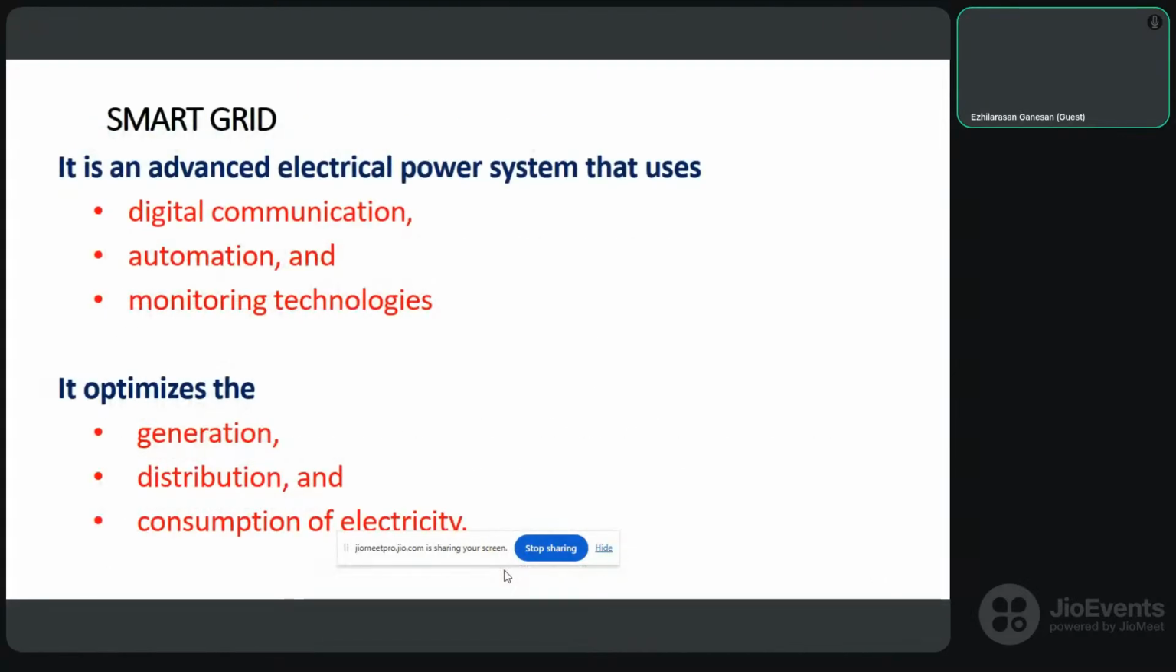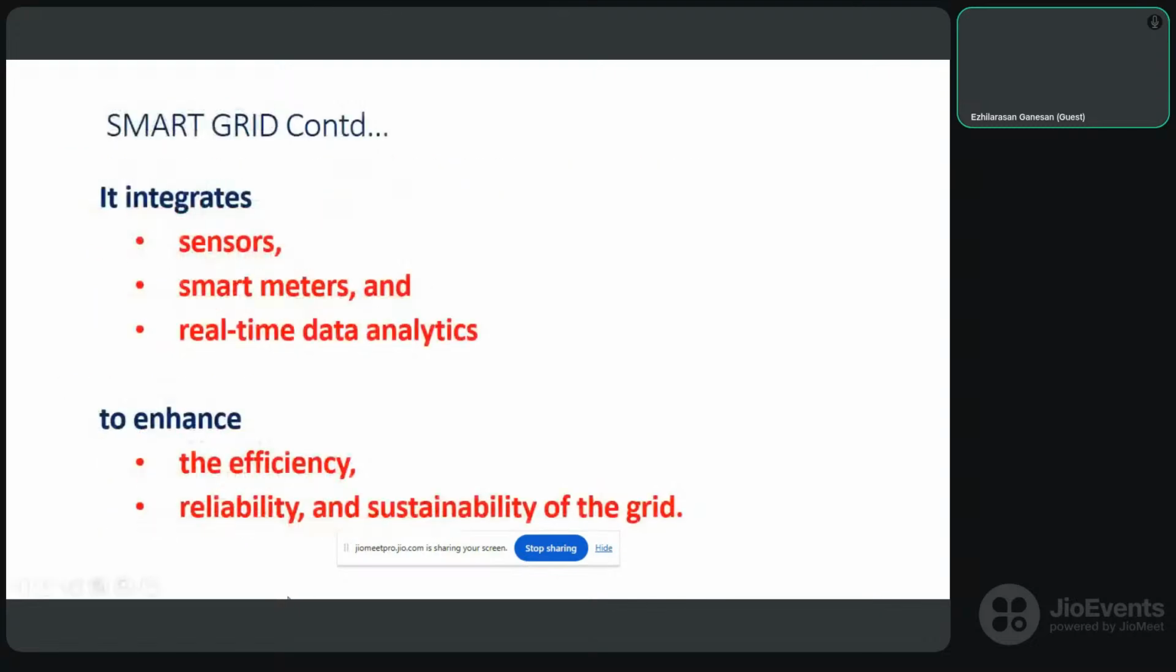A smart grid is an advanced electrical power system that uses digital communication, automation, and monitoring technologies. So it is an electrical power system which needs communication first, then automation and monitoring technologies. It optimizes generation, distribution and consumption. A smart grid also integrates sensors, smart meters and real-time data analytics. An example of real-time data analytics is smart meters.